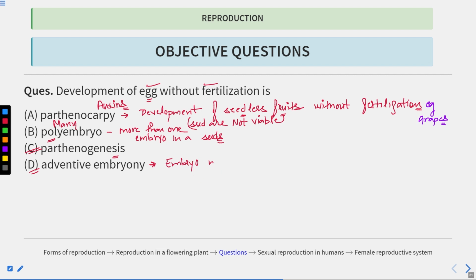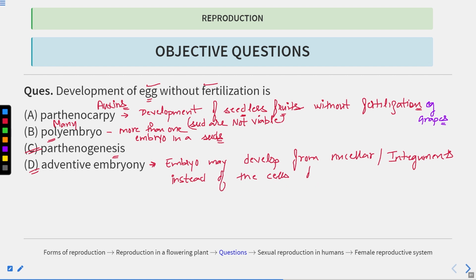So the embryo may develop from the nucellus region, the nucellar region, or from the integuments, instead of the cells of the embryo sac, which is the egg cell.